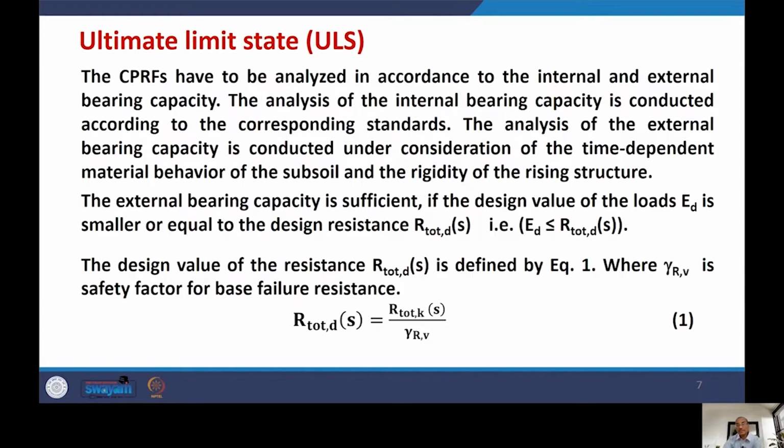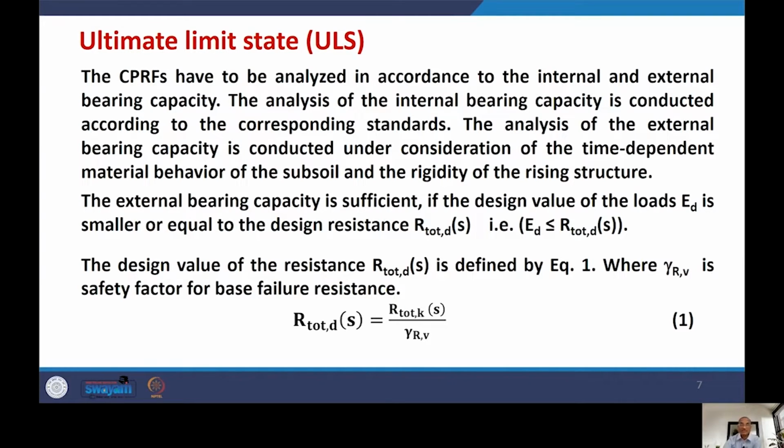The external bearing capacity is sufficient if the design value of the loads, represented by E subscript D, that is E_D, is smaller than or equal to the design resistance, that is R_total,D at settlement s. That means for external bearing capacity, E_D should be less than or equal to R_total,D. Now the issue is how to find the design value of the resistance, R_total,D, at a particular settlement, and that is defined by equation 1. In this equation, R_total,K, as discussed earlier, is the characteristic load at a particular settlement, and gamma subscript RV is the safety factor for base failure resistance. So using this safety factor, we can find the design resistance, and the value of E_D should be less than that design resistance.